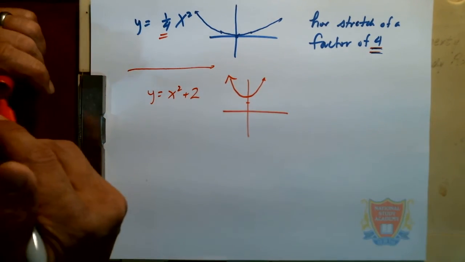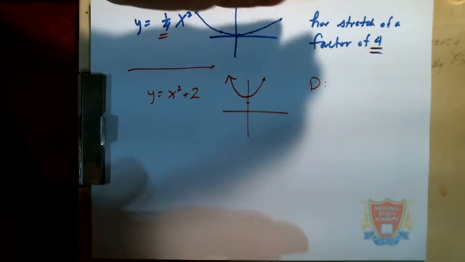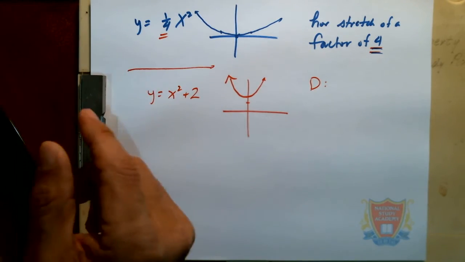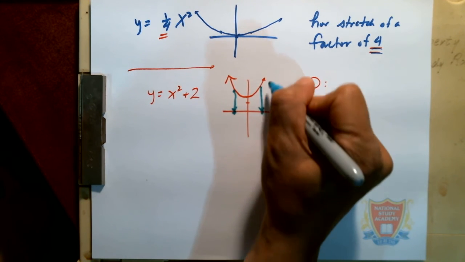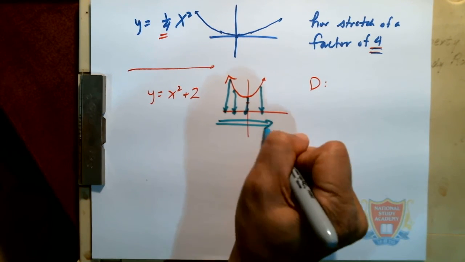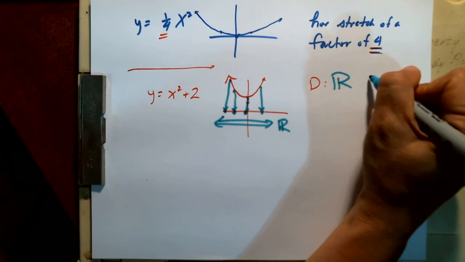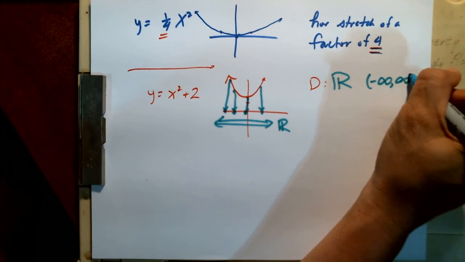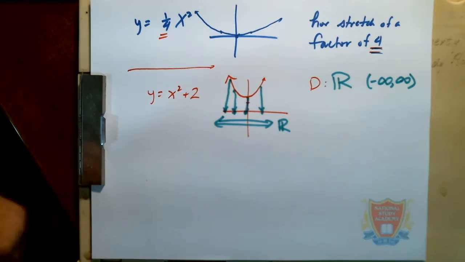Let's look at the domain. The domain is if you squish this and put everything on the x-axis. So for instance, this point would go here, this point would go here, and so on. It seems like the domain is all real numbers. The interval notation for that is negative infinity to positive infinity with parentheses. Whenever you put infinities, you have to put parentheses.